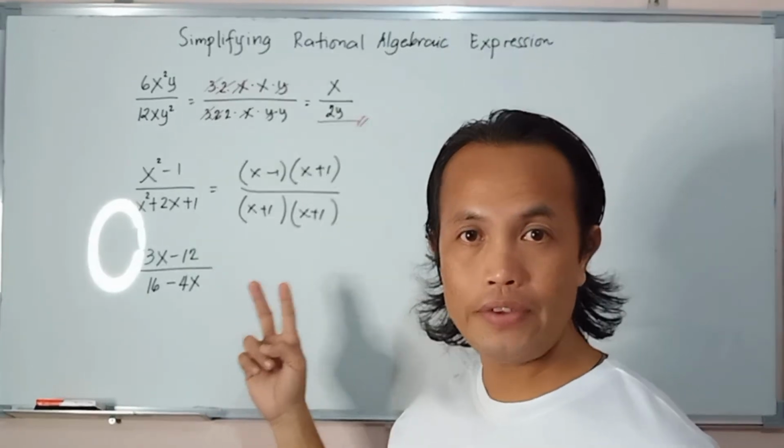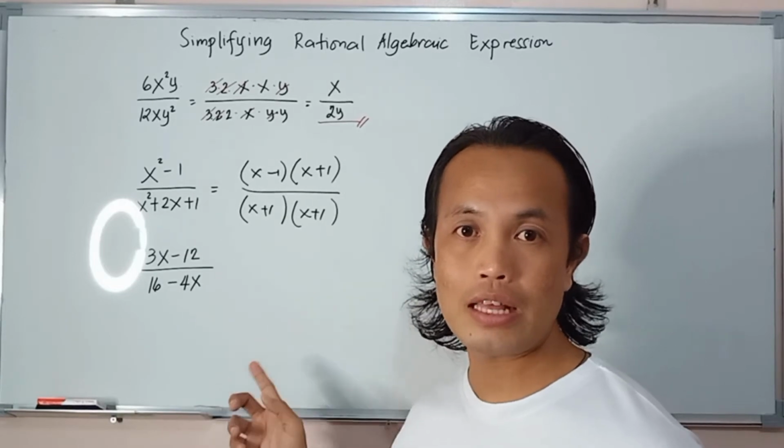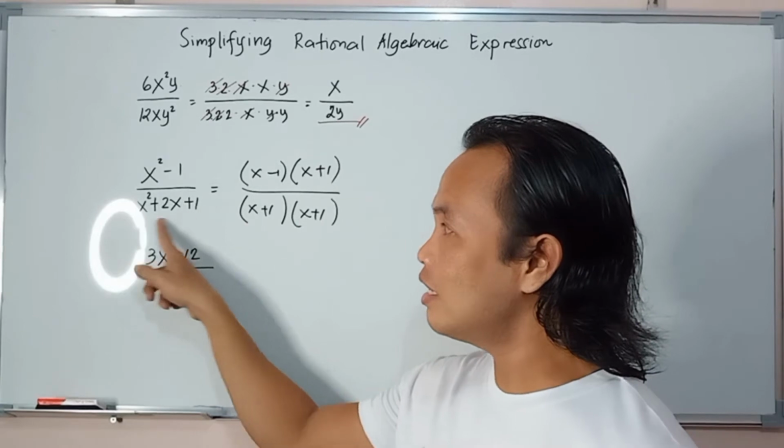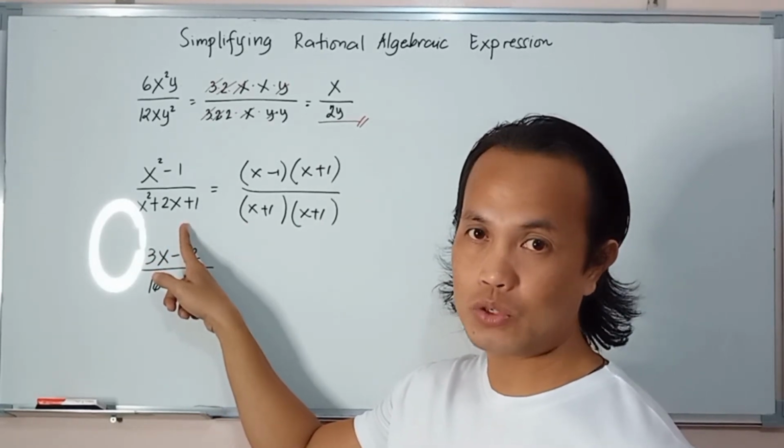I already have a video about factoring, so better watch that video about factoring so that you can relate about this topic. So we have here x plus 1 times x plus 1. These are the factors of this trinomial x squared plus 2x plus 1.